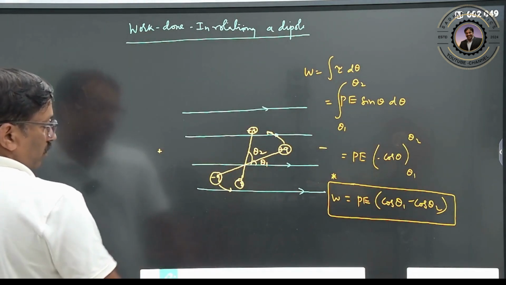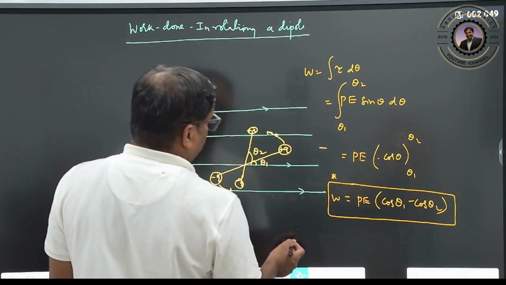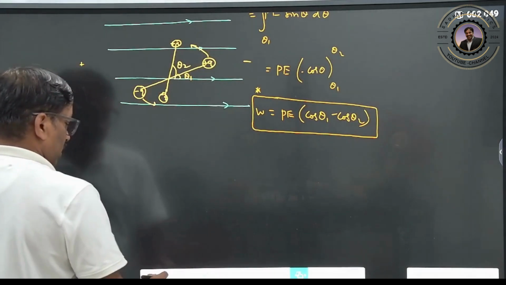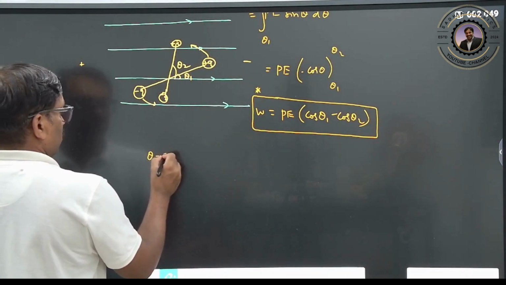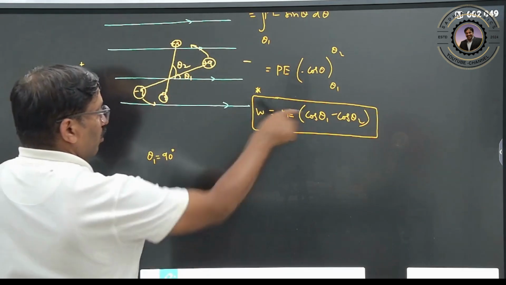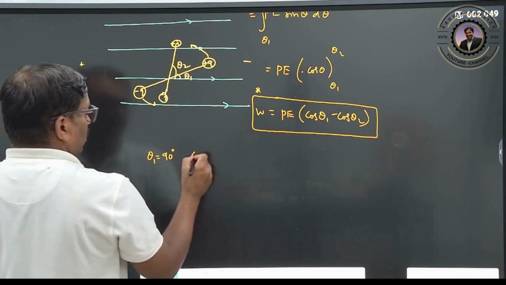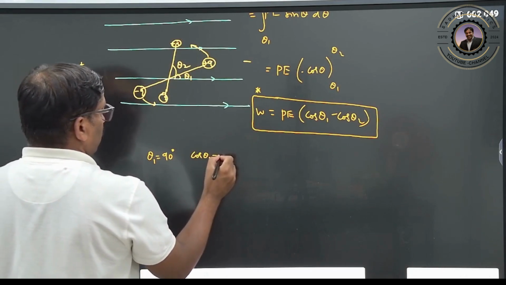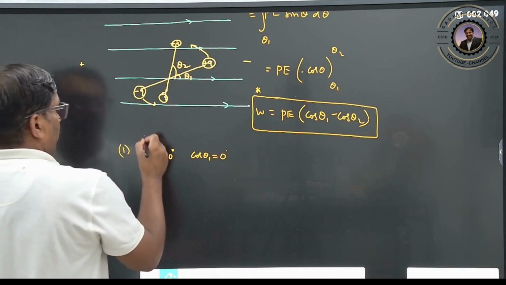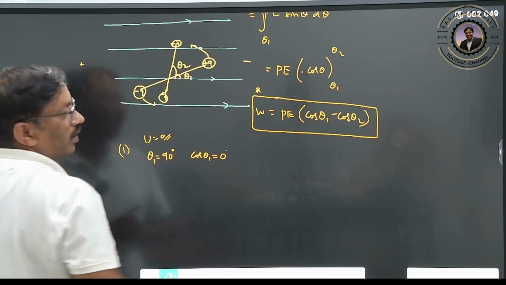How much potential energy is associated with this one now? We can take it as a reference point. When theta 1 is equal to 90 degrees, the potential energy will be 0, right? Why? Because cos 90 is 0, so cos theta 1 is 0. Therefore this is taken as the reference point where potential energy is 0.